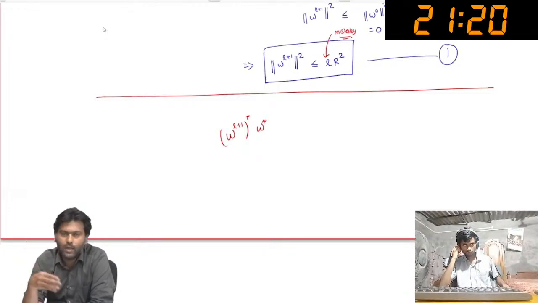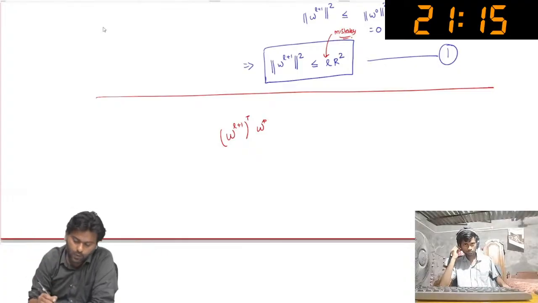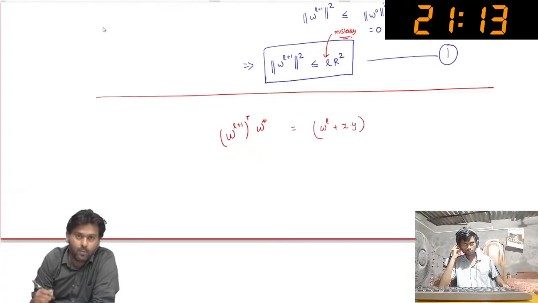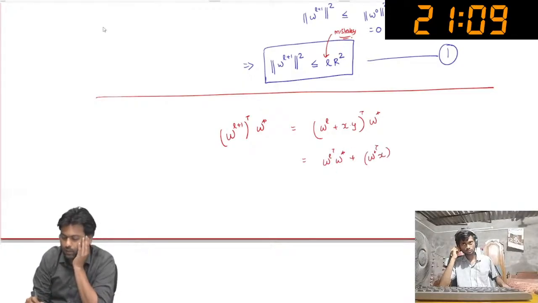What I'm trying to reason about is, as I make mistakes in perceptron, I keep changing my W, and I'm asking, how does my dot product with the W star change? We know that W_{L+1} is W_L plus X times Y, because W_L made a mistake on XY, so W_{L+1} transpose W star is just W_L transpose W star plus W star transpose X into Y.